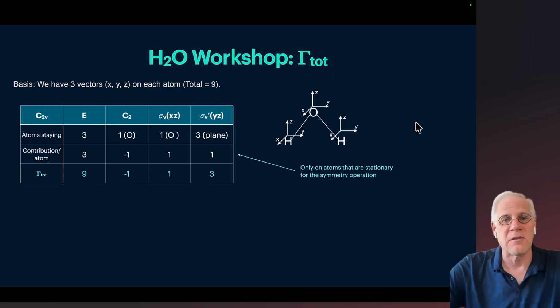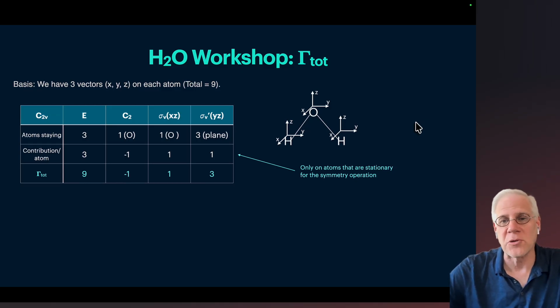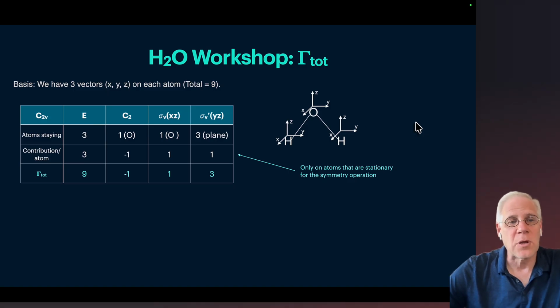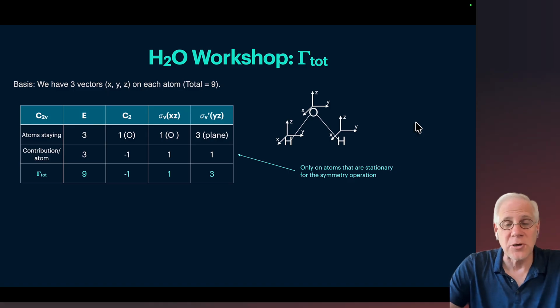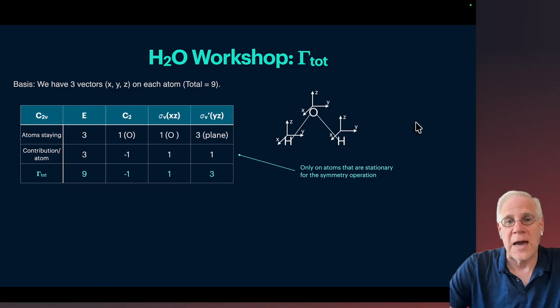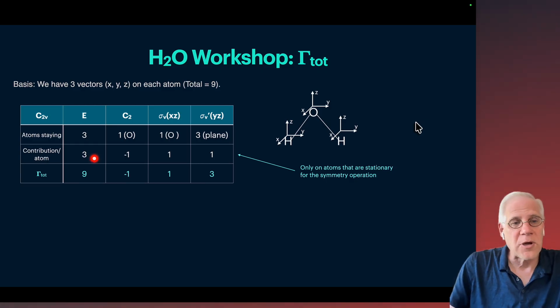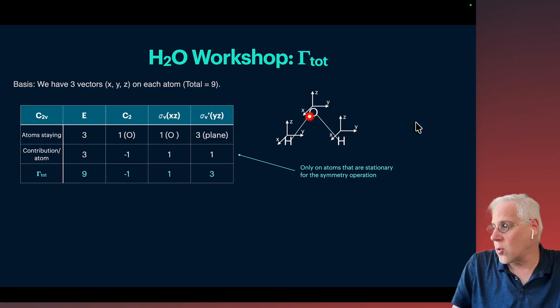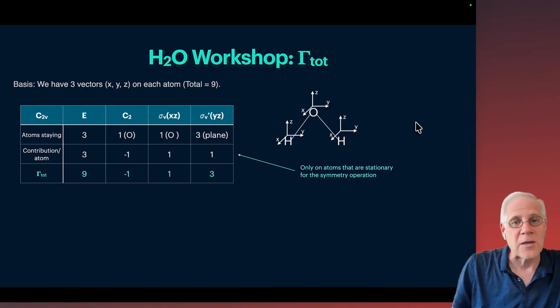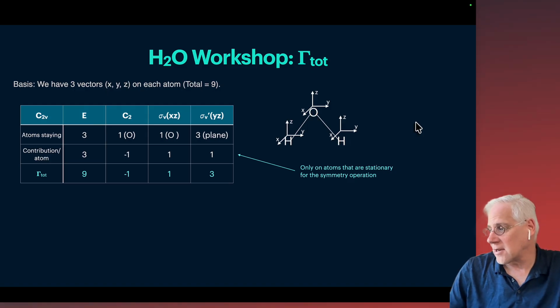Now, when we go down to our next step here, we're going to look at the contribution per atom, and the vectors as far as how they change. We're going to look at the various vectors and see how they change, per atom. We're only going to look at an oxygen or an atom that remains stationary for that operation, and then we're going to look at the change of the X, Y, and Z vectors total during that operation. So for the E, we can look at any one of these atoms. We'll just look at the oxygen because we're going to be looking at it a lot.